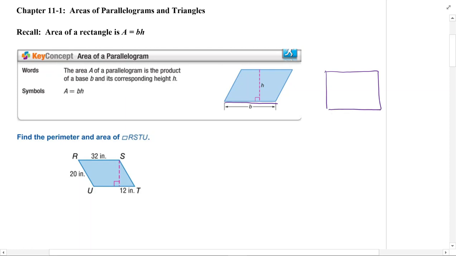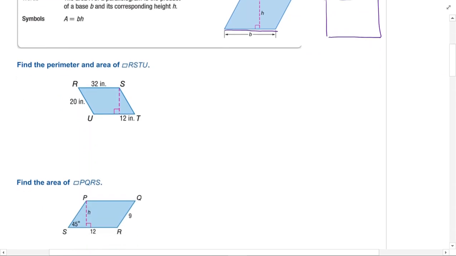would be the height. In the first problem, we're asked to find the perimeter and area of parallelogram RSTU. To find the perimeter, we do 2 times each of the sides. So it would be 2 times 20, because this is also length 20. This whole length here would be 32, because we know opposite sides of a parallelogram are congruent, plus 2 times 32. And that would give you 104 inches.